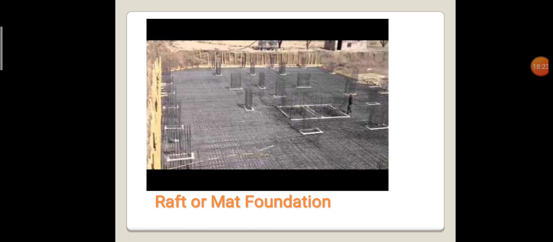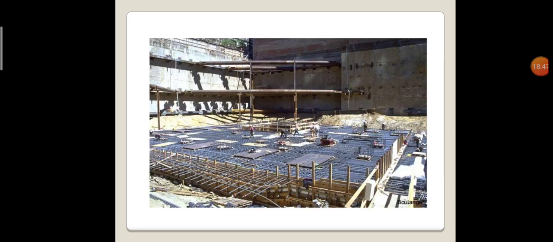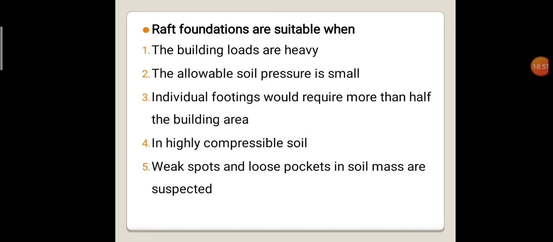So these are coming under the shallow foundation. Normally we have two types of foundation: one is shallow foundation, another one is deep foundation. In shallow foundation, we always maintain the depth of the foundation less than or equal to the width. So in all these types, the depth is always less than or equal to the width. So these are some of the raft or mat foundations.